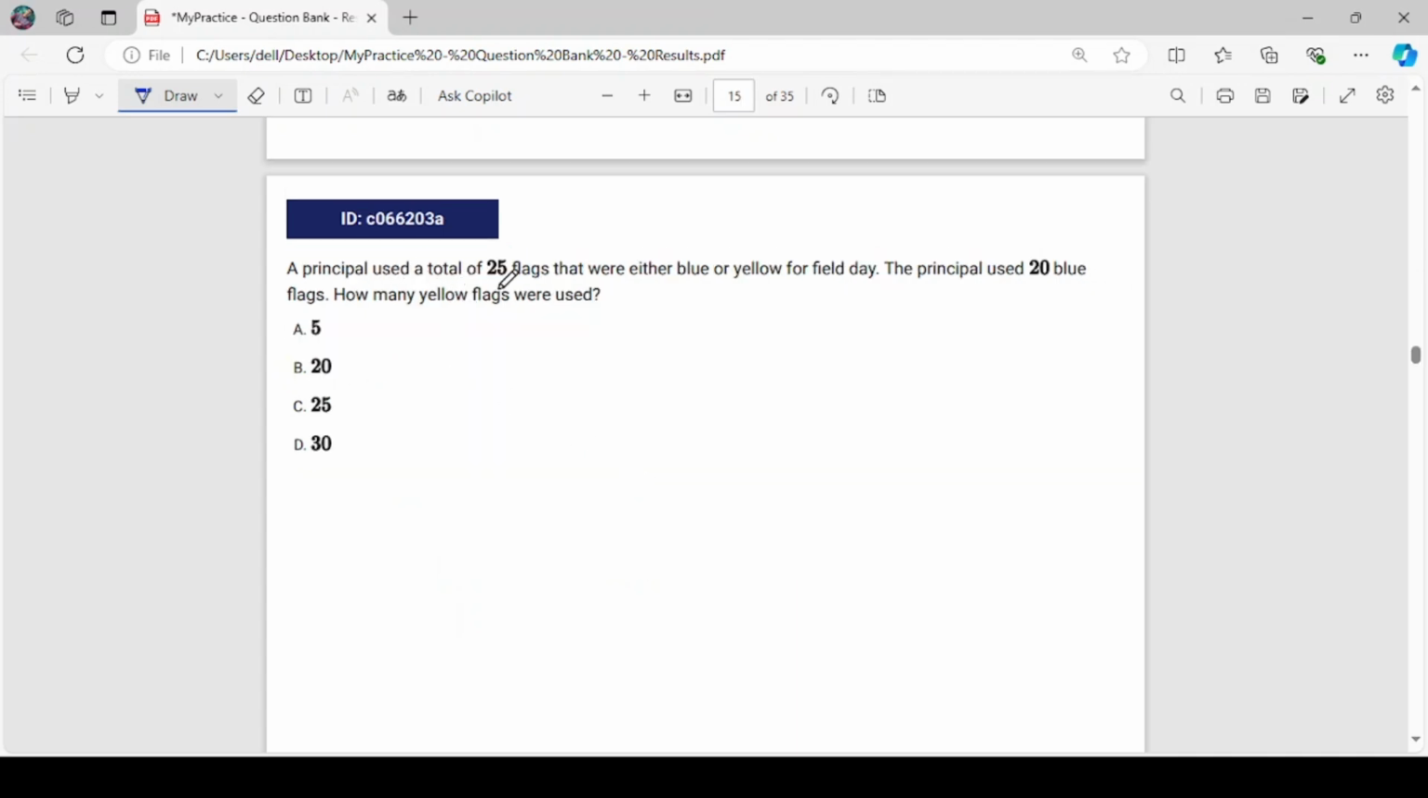A principal used a total of 25 flags that were either blue or yellow for a field day. The principal used 20 blue flags. How many yellow flags were there? Of course 5. 25 minus 20 is 5.